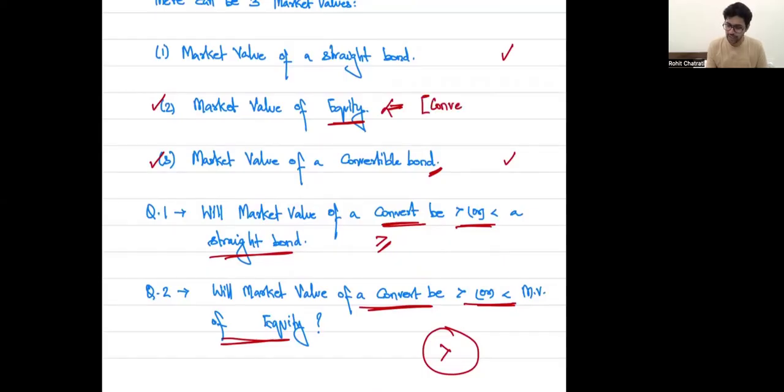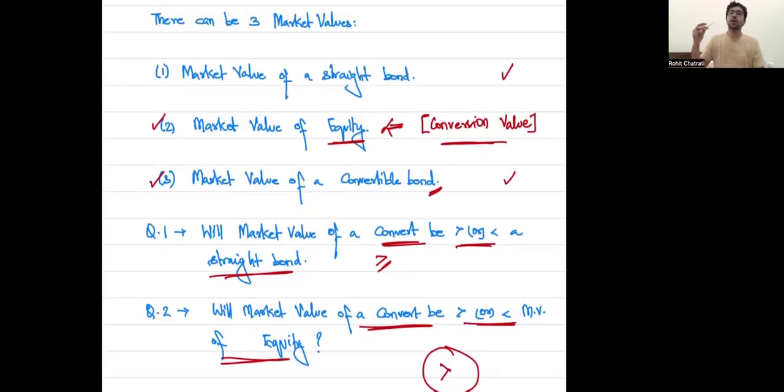What we actually discussed is that the market value of a convertible bond will always be greater than the conversion value. Earlier when we were discussing, I used the terminology market value of convertible bond versus market value of equity. What is actually market value of equity is nothing but conversion value. Over there also, what I told you is we compare one bond's market value with 20 shares' market value. That 20 shares' market value is only being referred to as conversion value. So the market value of a convertible bond will always be greater than its conversion value.